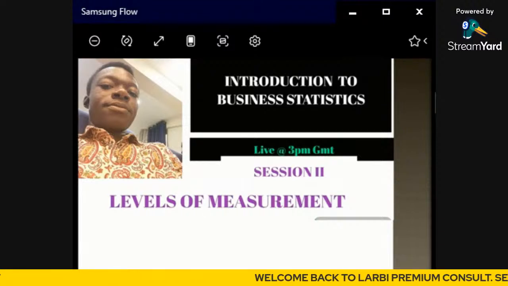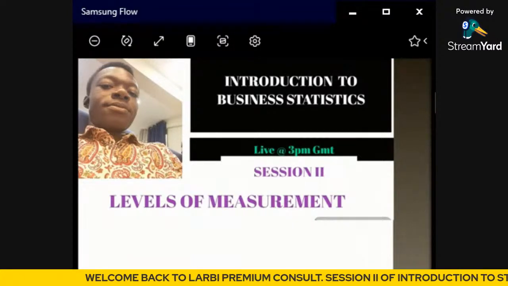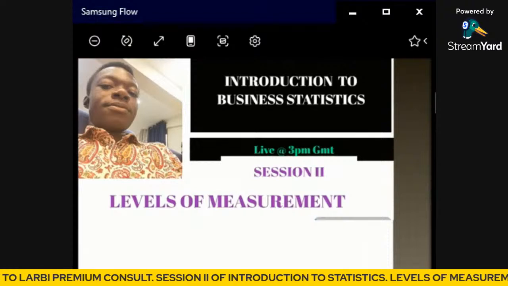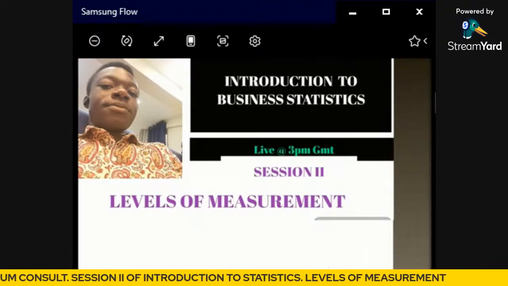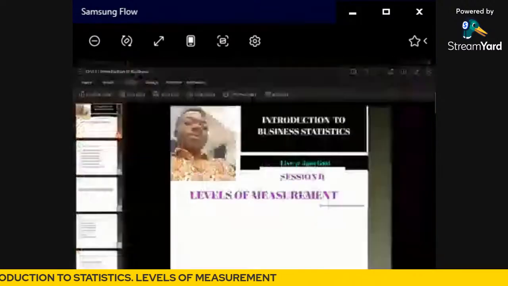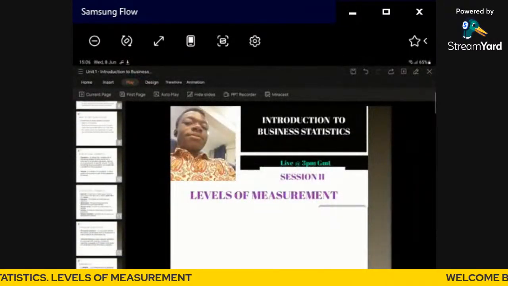One, the nominal level of measuring data. Two, the ordinal scale. We also have the interval, and we also have the ratio. So we are going to go through how we measure data using these levels. So let's take it from here. Measurement of data.